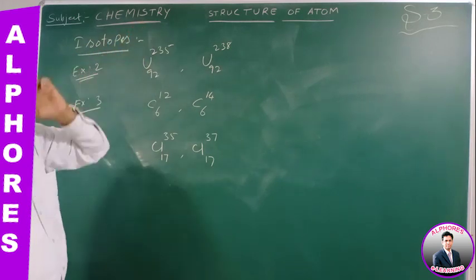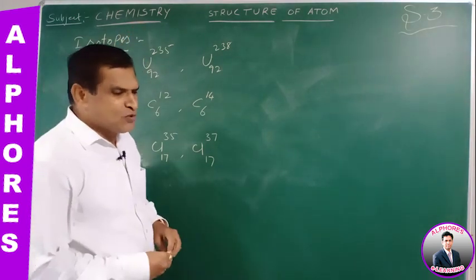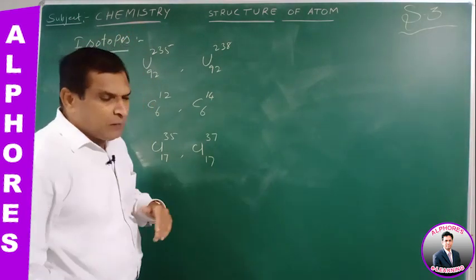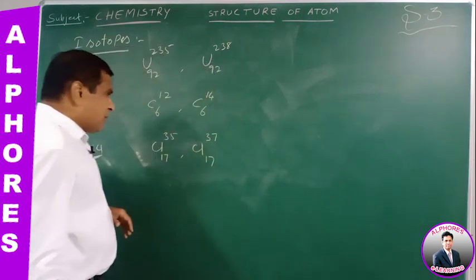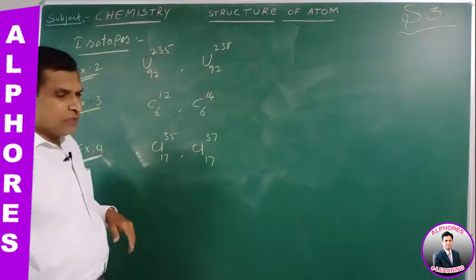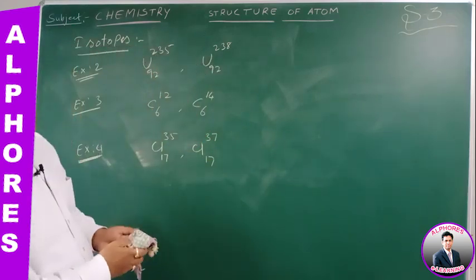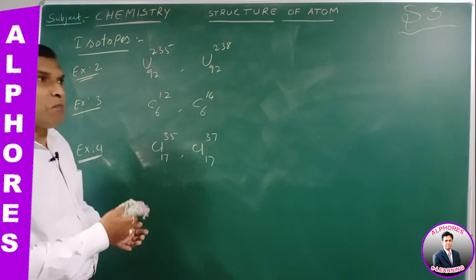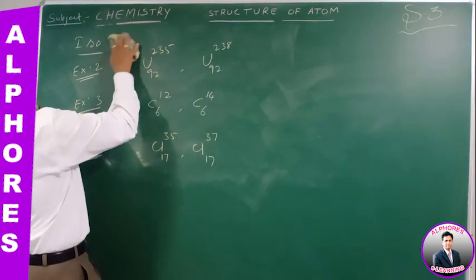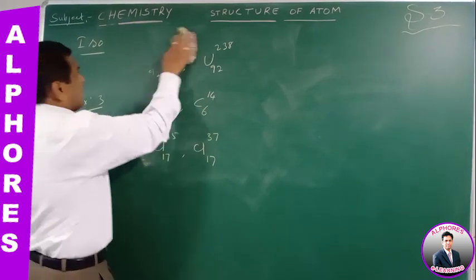Okay, so these are a few examples of isotopes: atoms of the same element possessing the same atomic number but different mass numbers are called isotopes. The next concept is isobars.